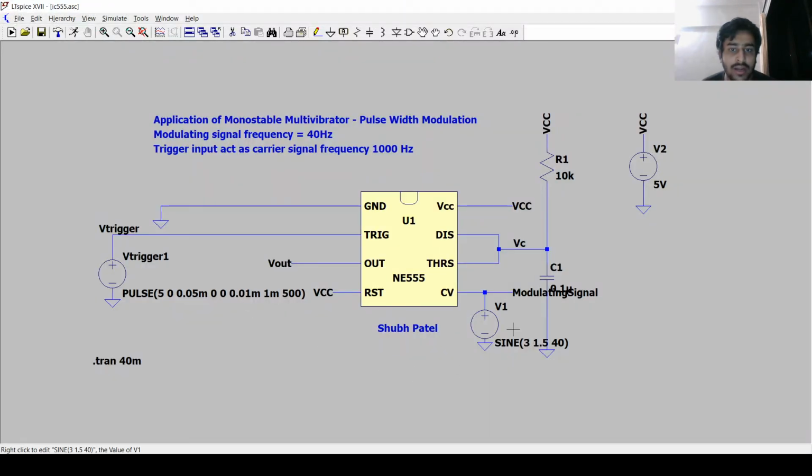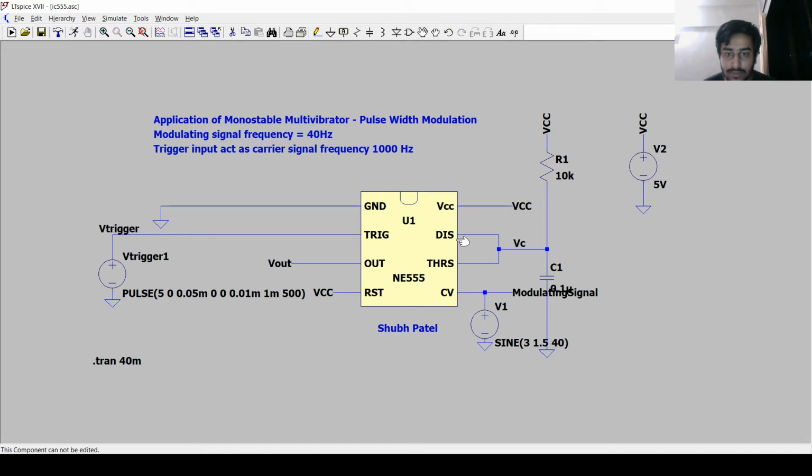So I have already constructed the circuit. As you can see, at pin 1 we have connected ground, and we are going to provide VCC supply at pin 8, and at pin 2, which is the trigger pin, we are going to provide a high frequency triggering input signal, as you can see over here. And this is pin 5, which is the control voltage, and at that pin we are going to provide a low frequency modulating signal.